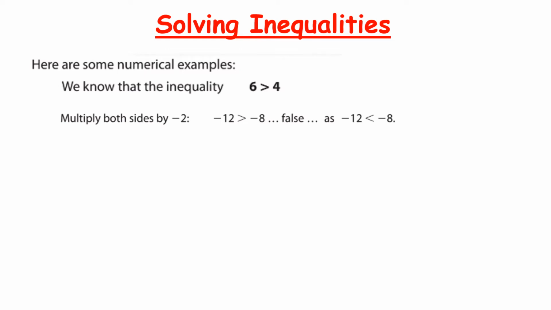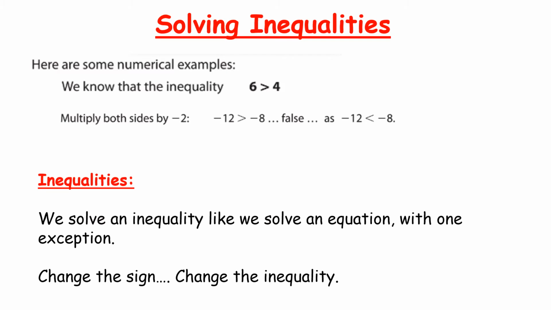So then we get minus 12 is greater than minus 8, which is actually false. Because if you think about temperature, minus 12 is much lower, it's smaller than minus 8. So we found a little bit of a blip when we're working with inequalities. But this can be generalized: we solve an inequality just like we solve an equation with one exception. And that exception is change the sign, change the inequality.